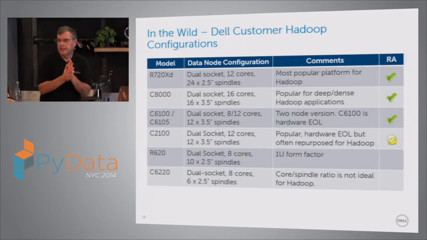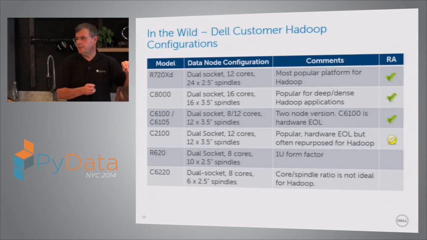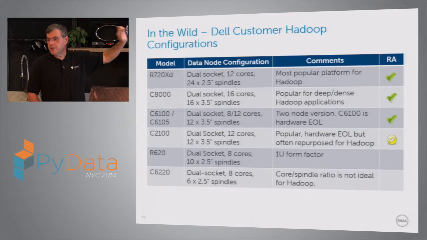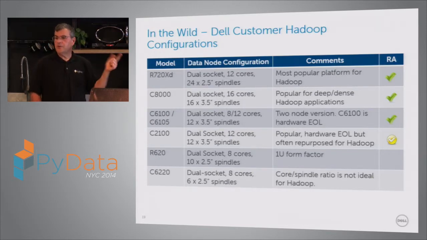In the wild, just to give you a perspective, I talked about that appliance configuration, but in terms of what our customers run, the vast majority of them are running that R720XT. It was the previous generation 2U socket server. We have a bunch of customers running that. Dual socket, they typically run 12 cores.